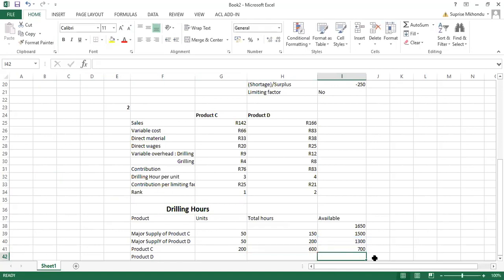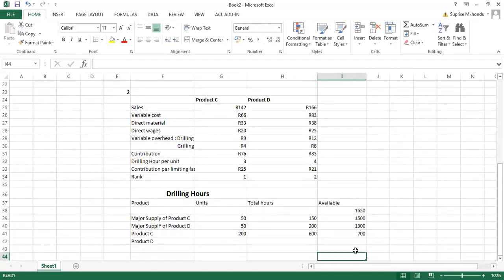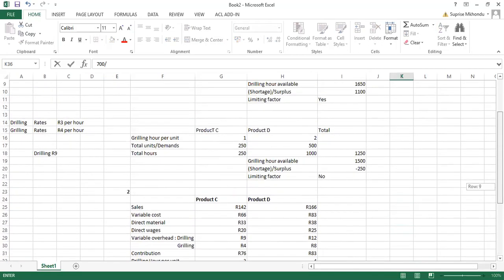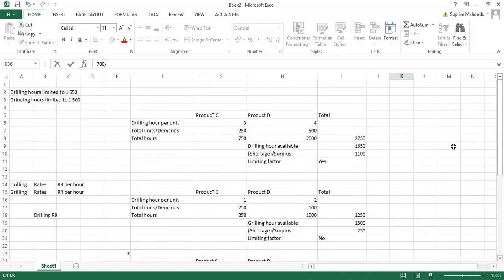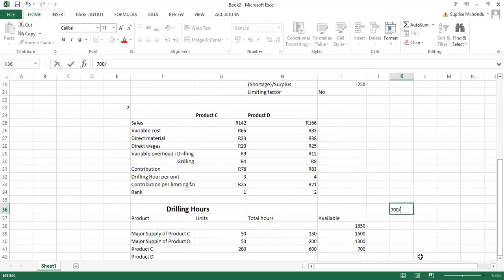700. Yeah. So with 700 hours, how many units can we produce? So we must see how many units we can produce of product D. With 700 hours, how many units can we produce? So you're going to say 700 divided by how much? 700 divided by 4 is 175. So you can only produce 175. I have a feeling that some people are not seeing this, or is it just me?